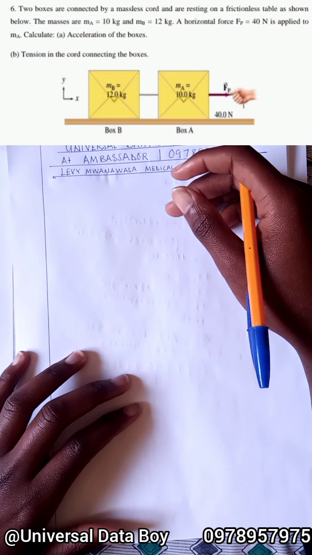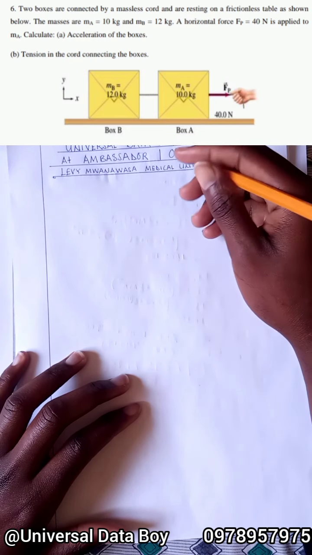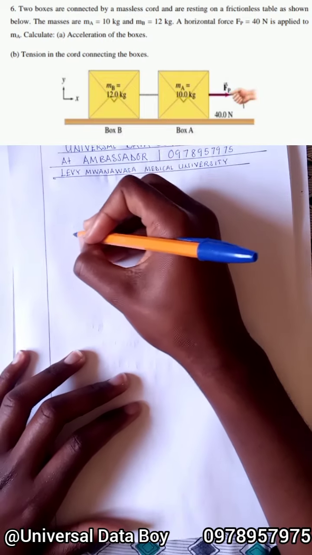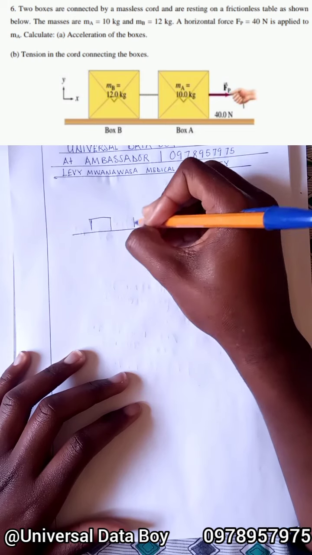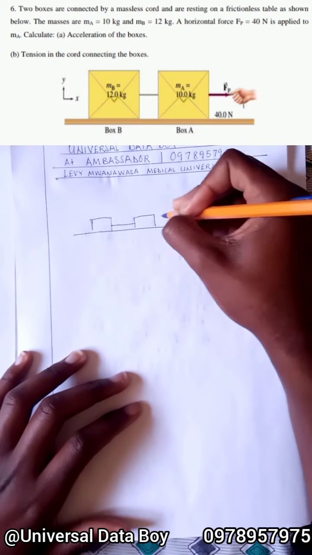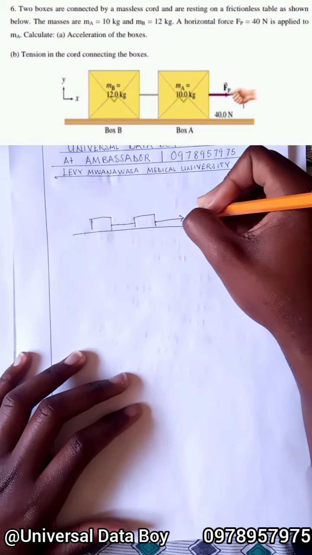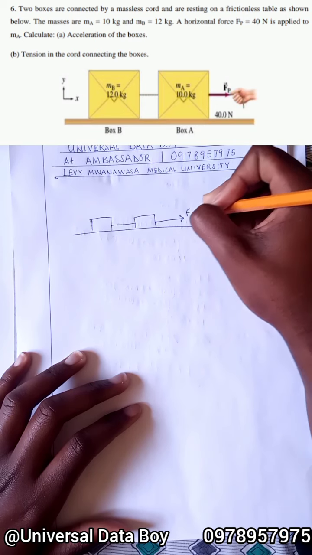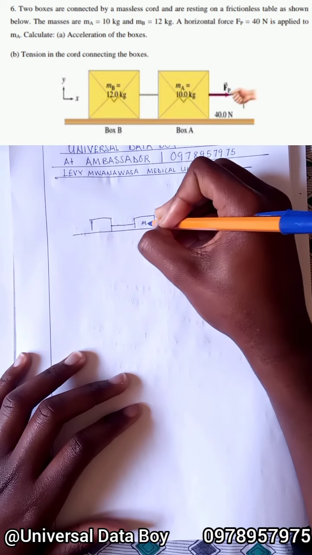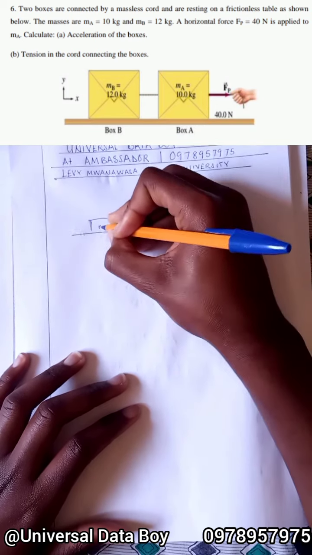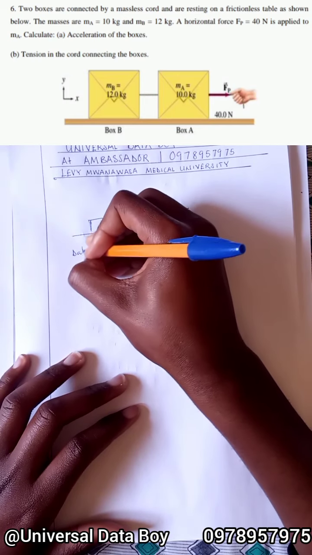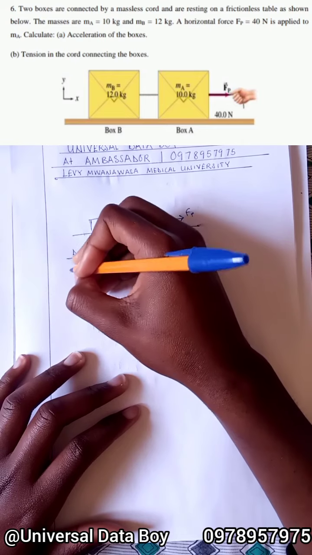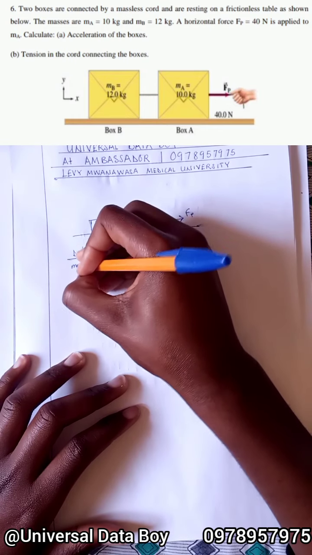So there are complicated ways of solving this question, but this question is actually easy. So we have a table. Remember to always draw your diagram. We have a table. We have a force that's being applied, FP. This is MA. This is MB. So now we write our data. This can earn you a lot of marks.